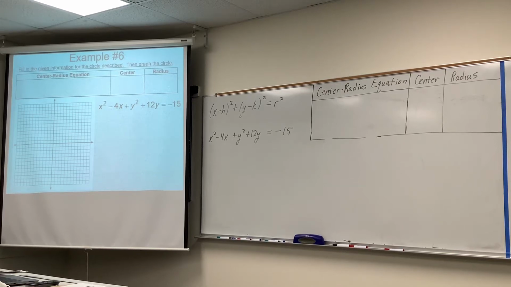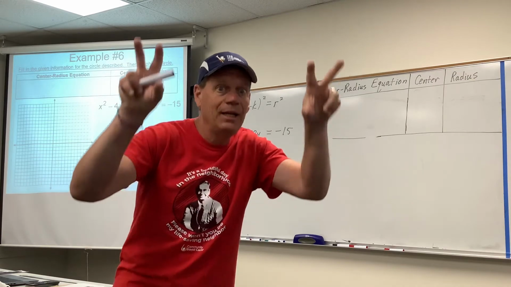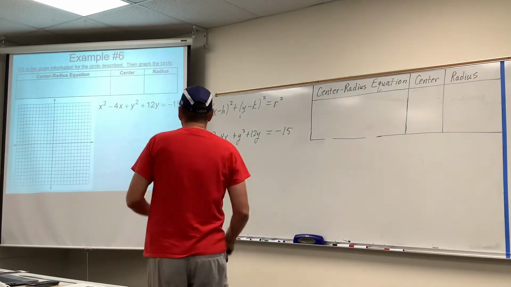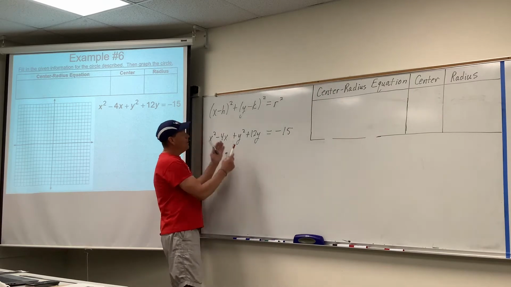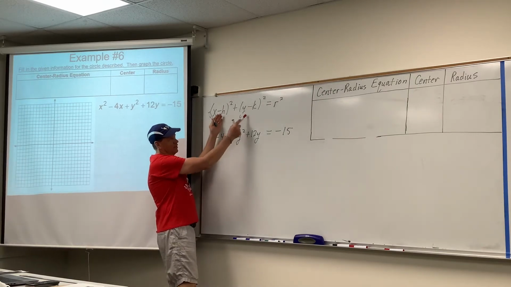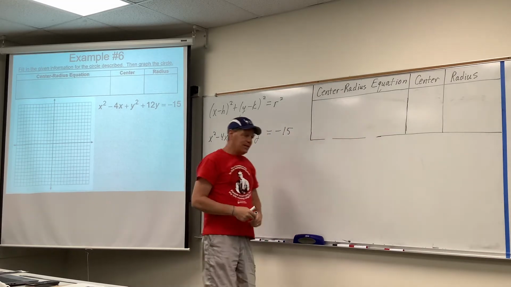Here is example number 6 on circles, and this will again be another example of completing the square. Get used to the air quotes, completing the square. All right, so much like the one we just enjoyed, this is just more practice. We want to manipulate this equation to look like this, and then it'll be a center radius equation, and then graphing it'll be very easy.